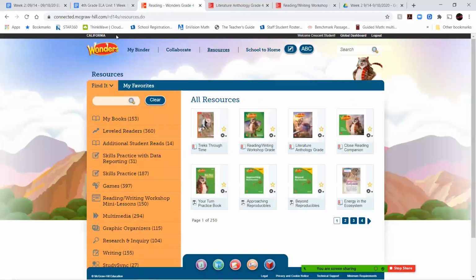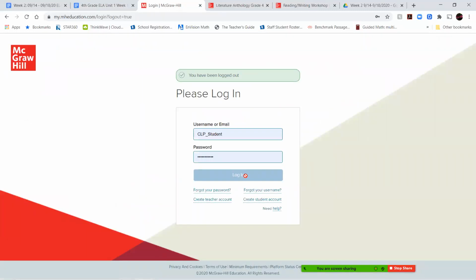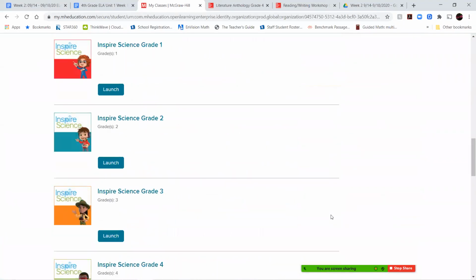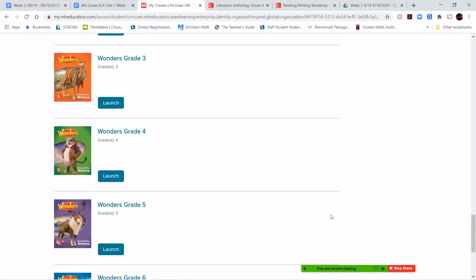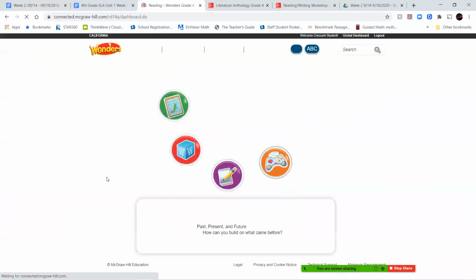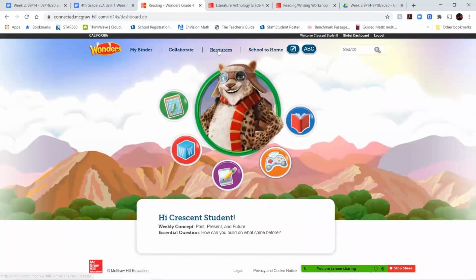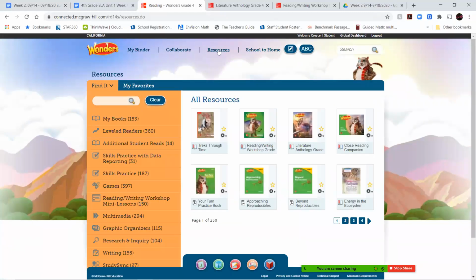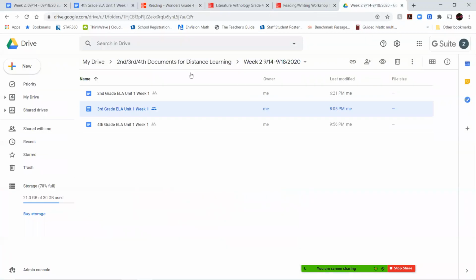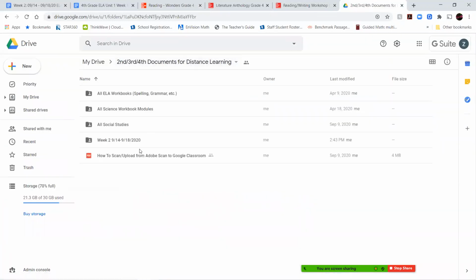Remember, when you sign in to your Wonders book, you are going to log in. You're going to go all the way down to pick your book. Remember, the Wonders books are going to be towards the bottom. You're going to press launch to start your book. And the easiest way to find your books is to go to resources. Remember that our shared drive will have any of the notes that you need and any of the workbooks.